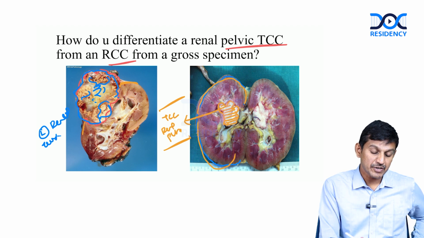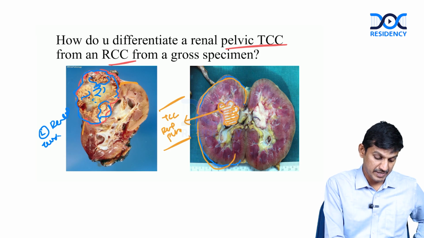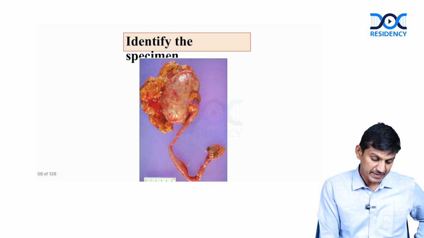Remember, which of these is going to present early? Because it is in the pelvic health system, the TCCs are likely to present early with hematuria. Okay, now identify this specimen.